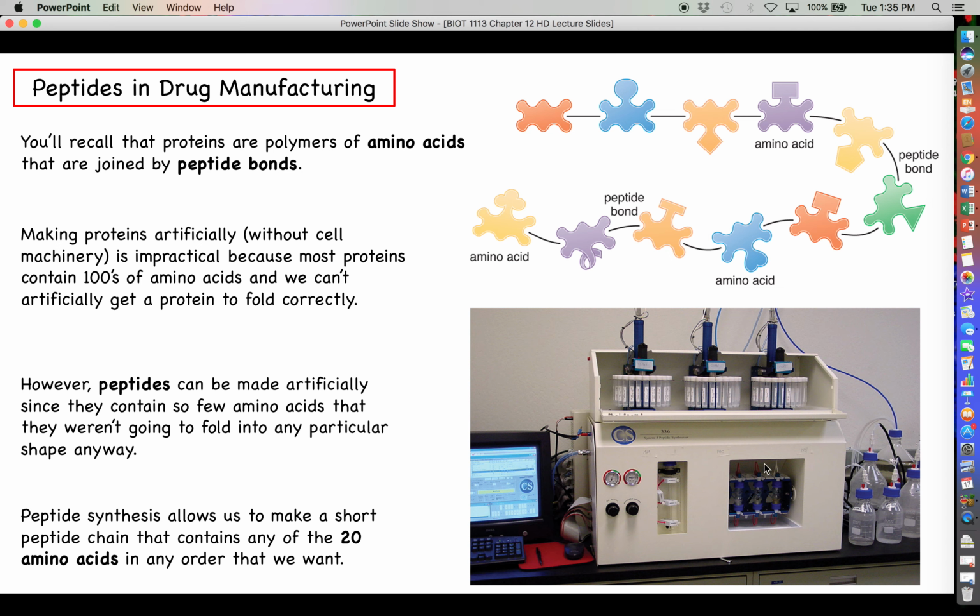So what you're looking at here is a big peptide synthesizer, and these bottles up here contain any of the 20 amino acids. So depending on what we tell the software or the computer that we want, the machine can take a sample of that particular amino acid and put them together to create the peptide that we desire.